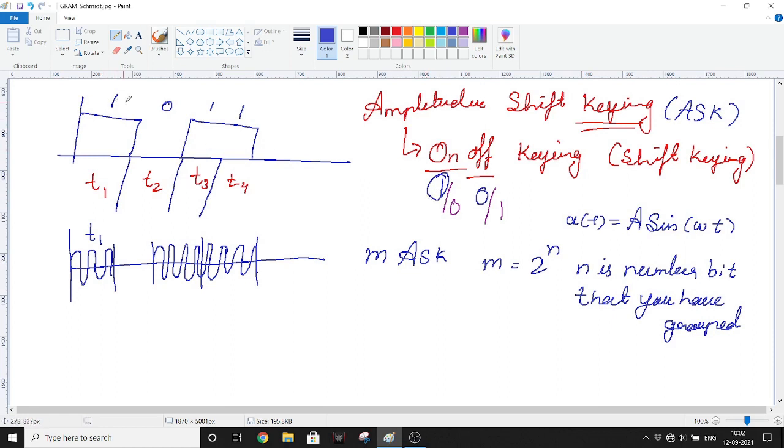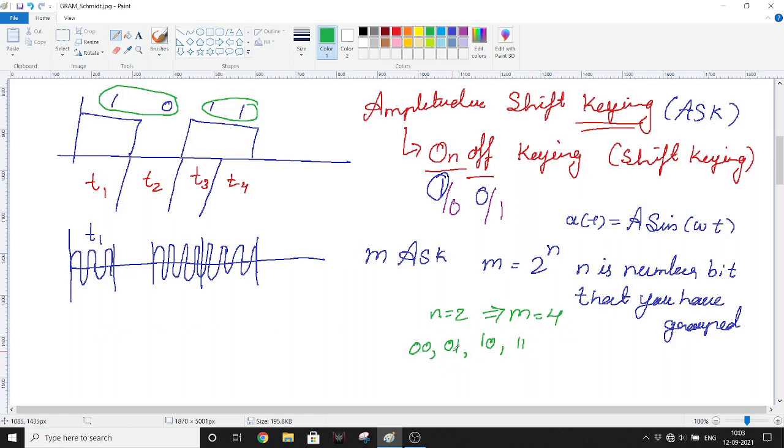Okay, what if now I go ahead and group two bits together as one symbol? Then my n is equal to 2. That results in my M being equal to 4. What does that M say? That I have four symbols. What are those four symbols? 00, 01, 10, and 11.